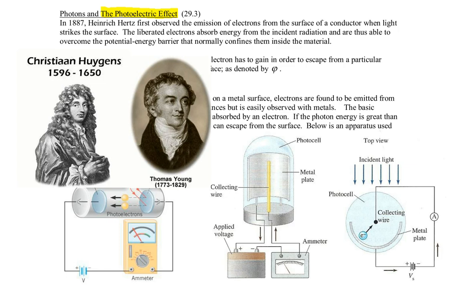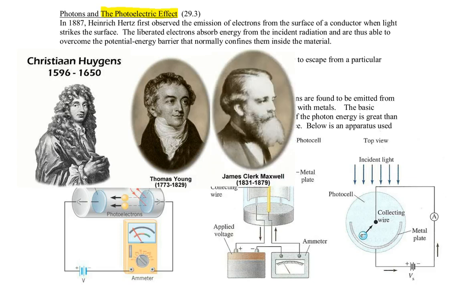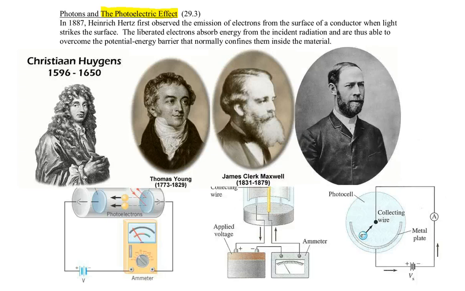And if you recall from the last chapter, we talked about Thomas Young's double slit experiment, which provided experimental evidence for this wave theory that Christian Huygens had established. And then we had James Clerk Maxwell's electromagnetic theory, and we also had Heinrich Hertz's various experiments that all demonstrated the wave-like properties of the electromagnetic waves.